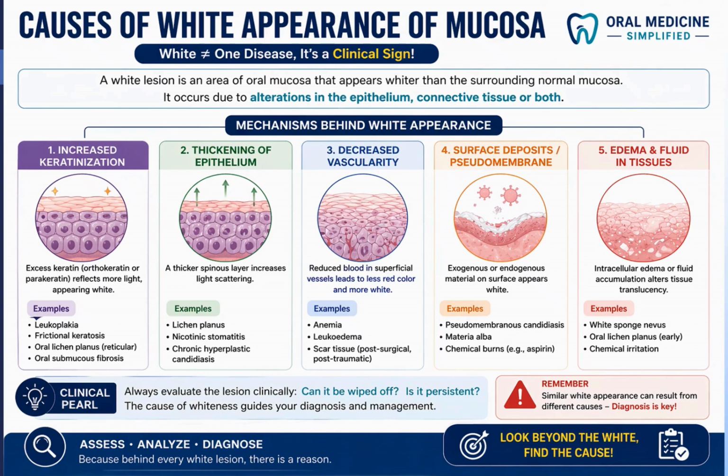In conditions like leukoplakia, frictional keratosis, oral lichen planus, and oral submucous fibrosis, the culprit is an increase in the keratinization. Whereas in lichen planus, nicotinic stomatitis, and chronic hyperplastic candidiasis, we see thickening of epithelium that causes the white appearance. Decreased vascularity could be seen in anemia, leukoedema, and scar tissues. Exogenous surface deposits such as pseudomembranous candidiasis, materia alba, or chemical burns from aspirin can also lead to white appearance of oral mucosa. And intracellular edema alters the tissue translucency in white spongy nevus, oral lichen planus, and chemical irritation.